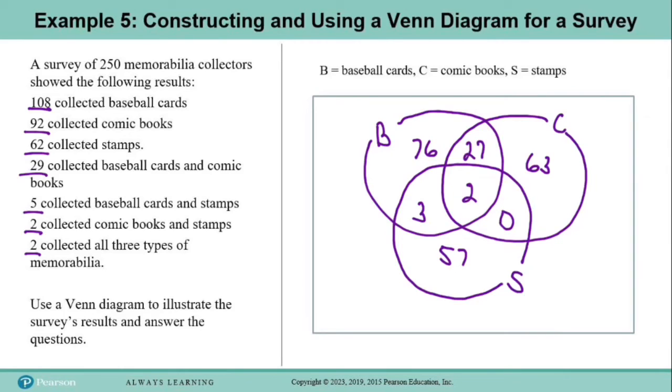Now let's see if we've got everybody accounted for. So we know that they surveyed 250 collectors total. And let's see how many people we've accounted for so far. So if you add up all of these numbers, 76 plus 27 plus 63 plus 3 plus 2 plus 57. So far, we have a total of 228 of the respondents accounted for. So now 250 minus the 228 leaves us 22 people who responded that they don't collect any of these items. Okay, now our Venn diagram is complete and we can go to the next slide and answer the questions.